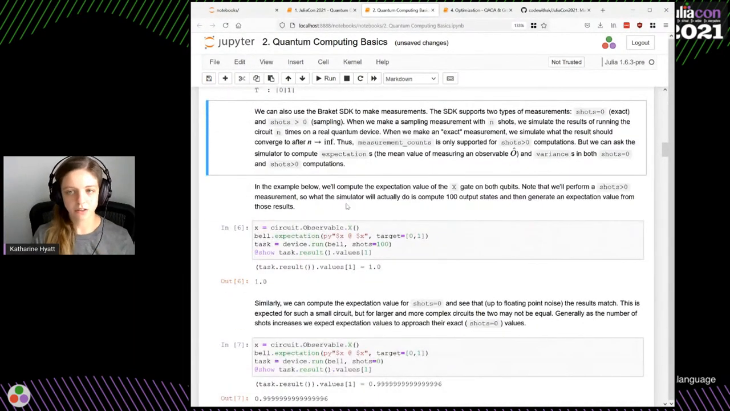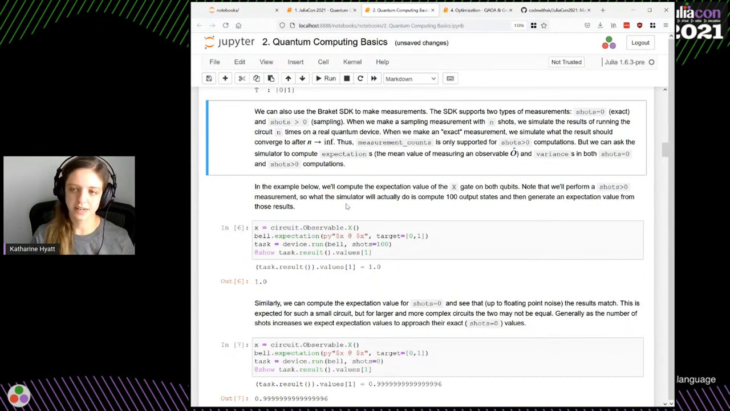And so we can also use this Braket SDK to make measurements. There are two kinds of measurements that are of interest to us if we're doing quantum computing: exact measurements, and sampling, or inexact measurements. We already made a sampling measurement where shots is greater than zero.